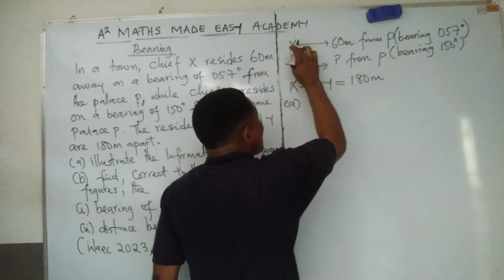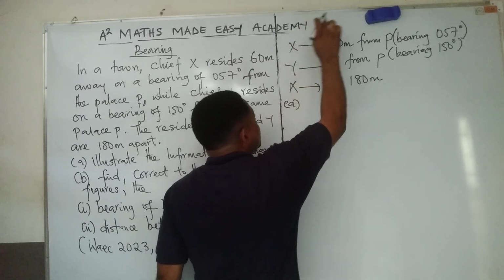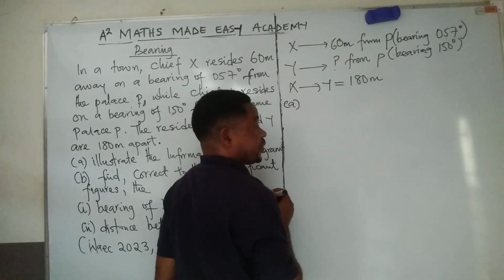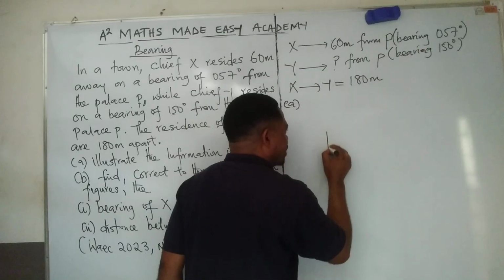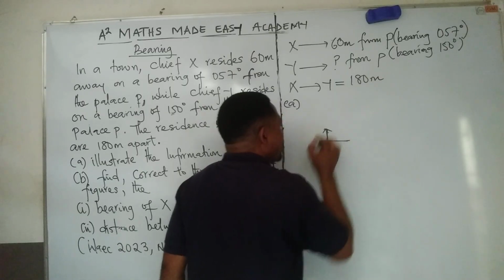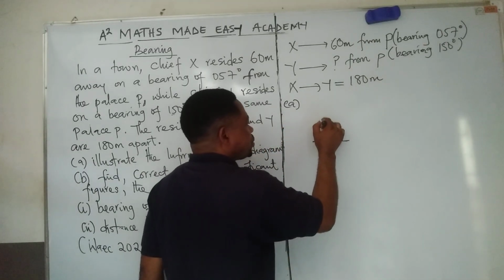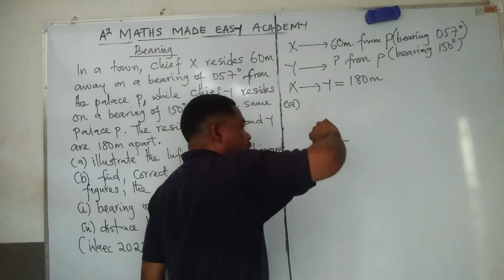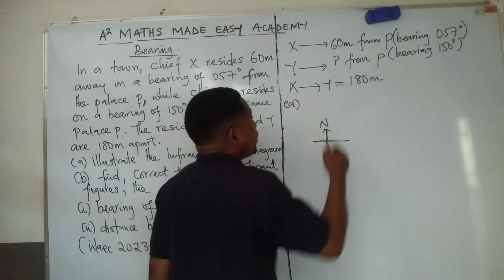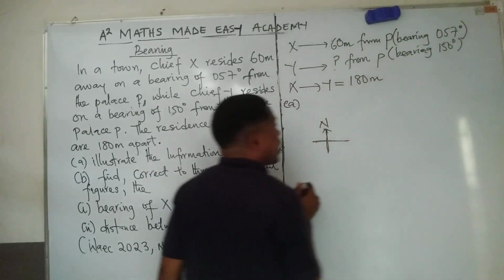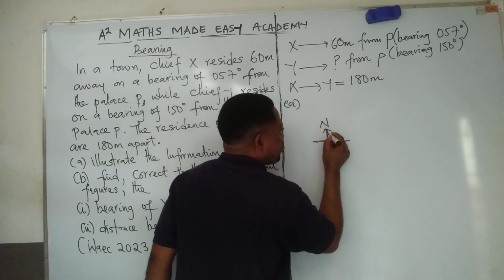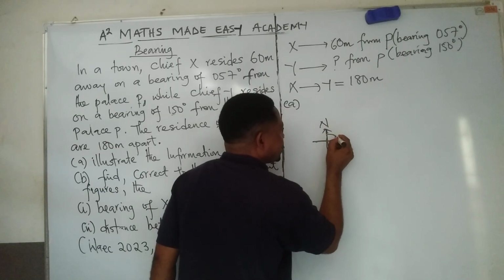Now watch this. Remember, the first is X to the chief palace. And what is the bearing? The bearing is 57 degrees. Now let me draw the diagram. I want you to observe something like this. When you are dealing with a bearing, always know that it starts from the North and moves in a clockwise direction. Now if you observe the angle, it is just 57 degrees, which means it is not up to 90 degrees.